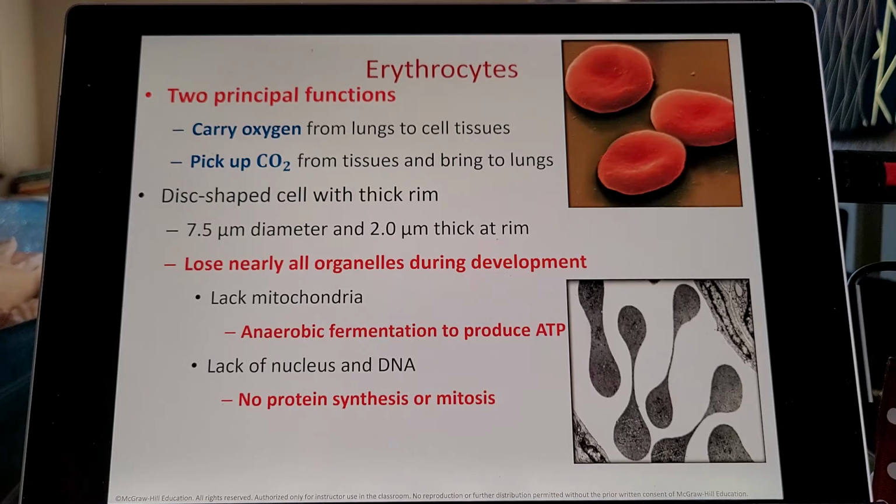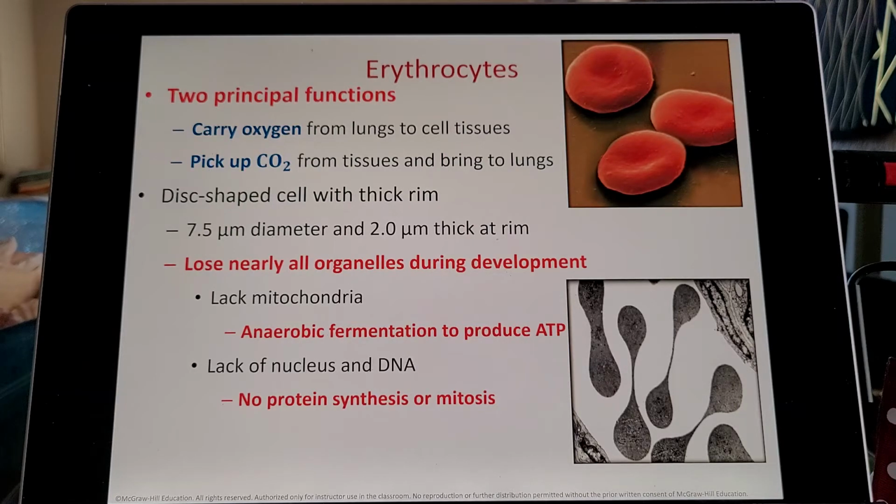Because of their disc shape, basically you have to empty out the cell, so get rid of a bunch of stuff you don't need. You lose nearly all of your organelles during development. No nucleus, no mitochondria, no Golgi, none of this normal cell function stuff. So basically your erythrocytes are just gas carriers.